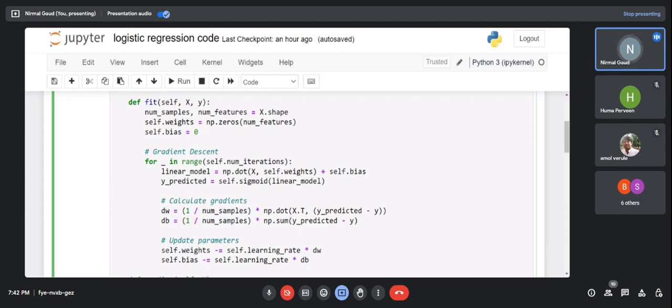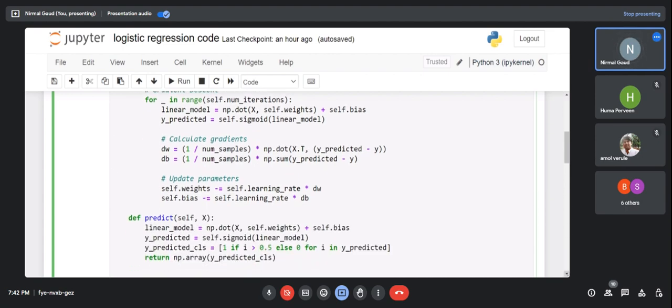Now I need to calculate the gradient. Having calculated the gradient, we adjust the weight and bias. We need to adjust weight and the bias. So how to calculate the gradients? For calculation of the gradient, there is a formula: dw equal to 1 upon number of samples multiplied by the dot product of x transpose and y predicted minus y.